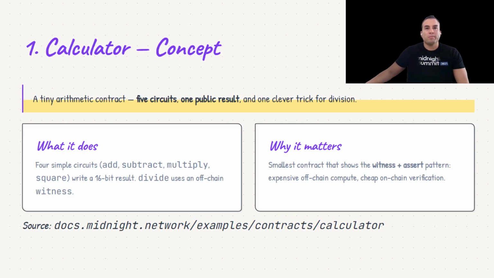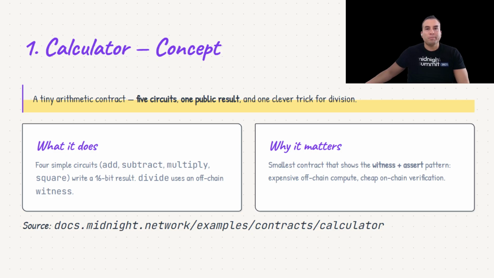First contract, calculator. It's the size of a short email, about 20 lines, and all it does is arithmetic. 4 of the circuits are exactly what you would expect: add 2 numbers, subtract, multiply, square. Those are easy. But the 5th circuit, divide, is where this contract earns its place in the docs.